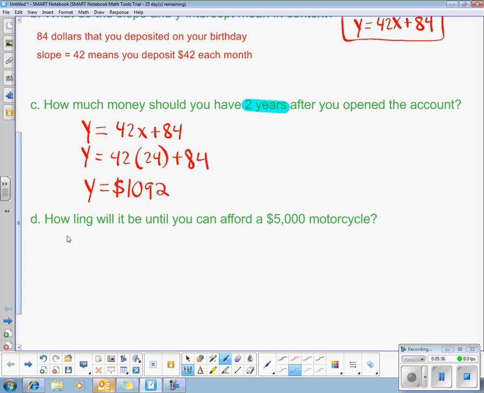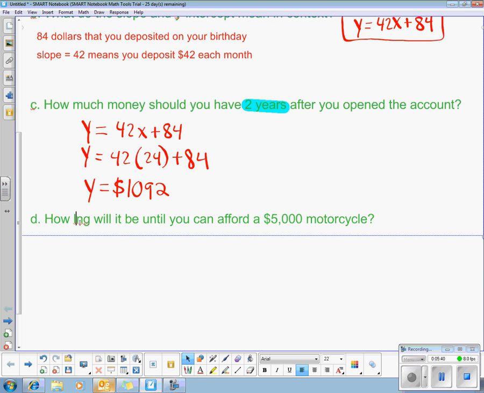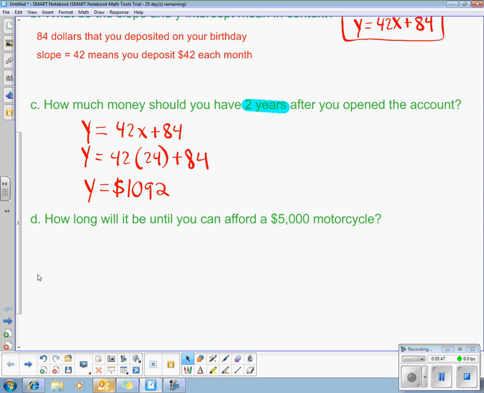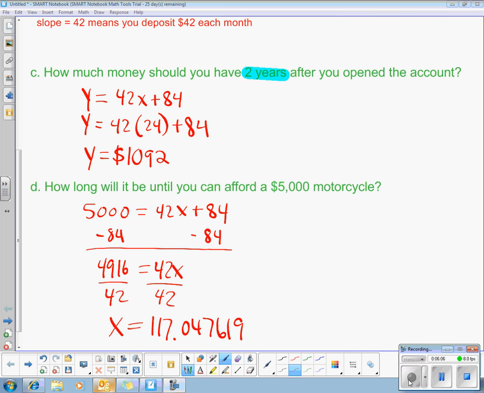What happens is usually they ask you for a y based on a given x, and then they'll ask you for an x based on a given y. So in this case, I know my equation, and I know I'm looking to buy a $5,000 motorcycle. So how long is it going to take me? Y is what's given: I need $5,000. And x is what I'm looking for, how long that's going to take. So pause. And here's the solution to part D.